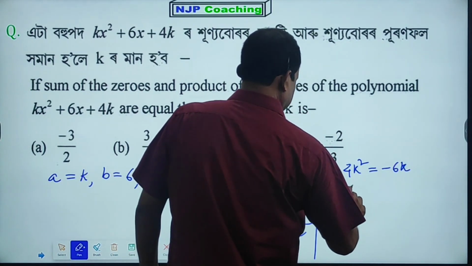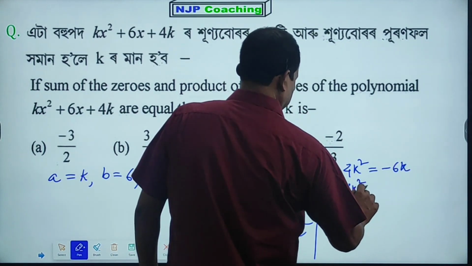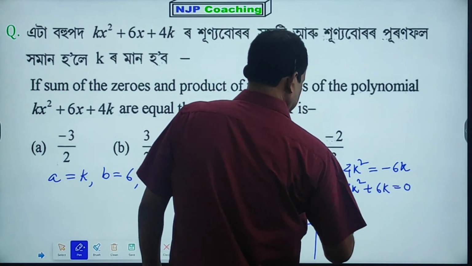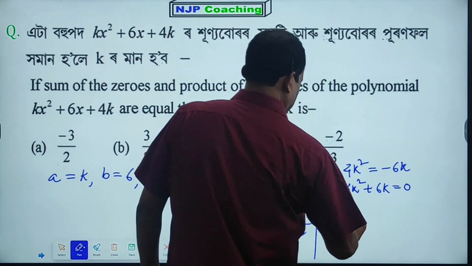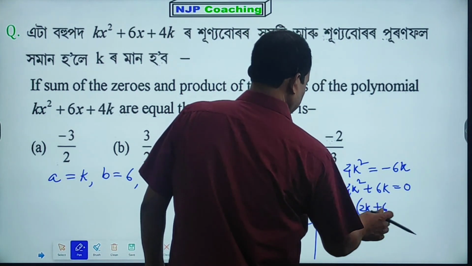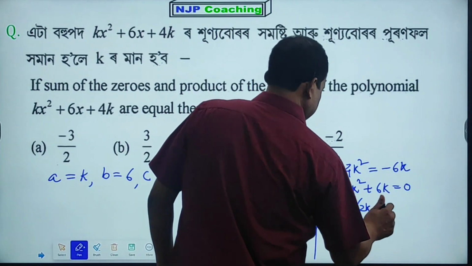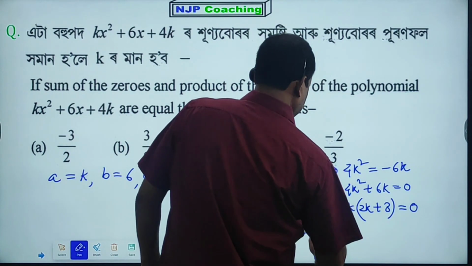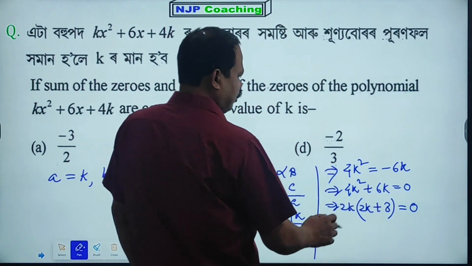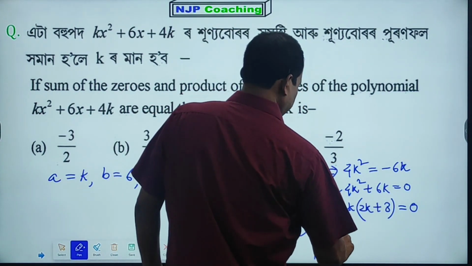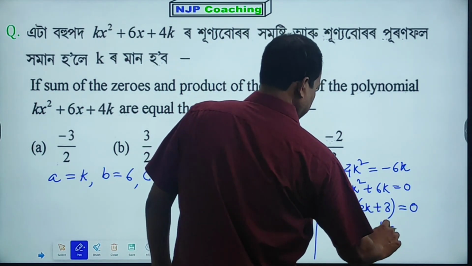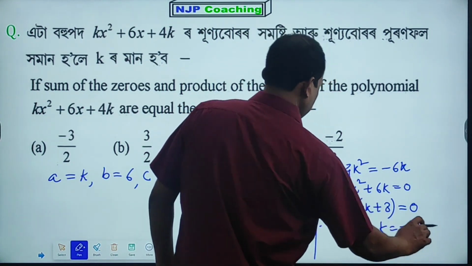This implies 4k square plus 6k equals 0, and taking 2k common, 2k into 2k plus 3 equals 0. So either 2k equals 0 or 2k plus 3 equals 0. So we will get k equals 0 or k equals minus 3 by 2.